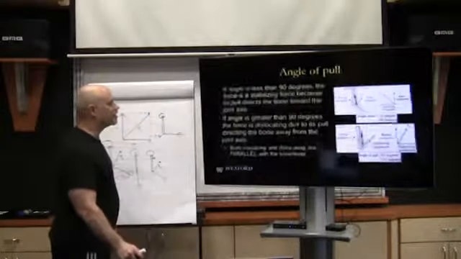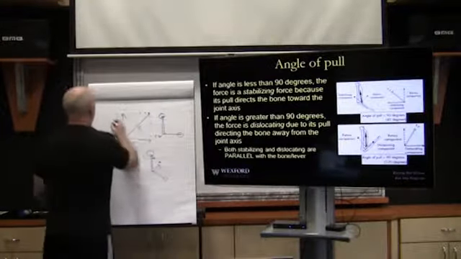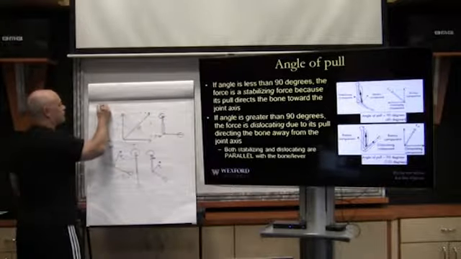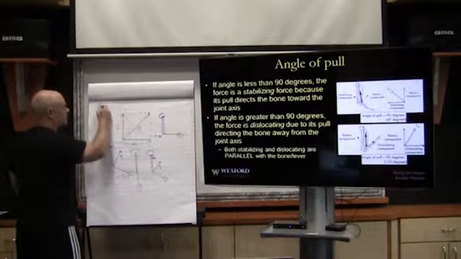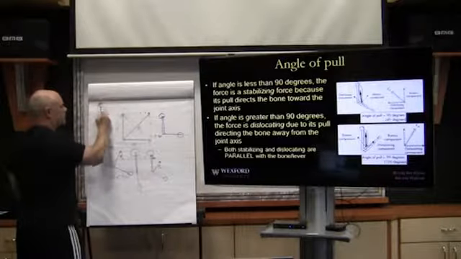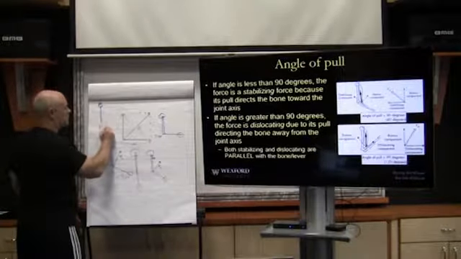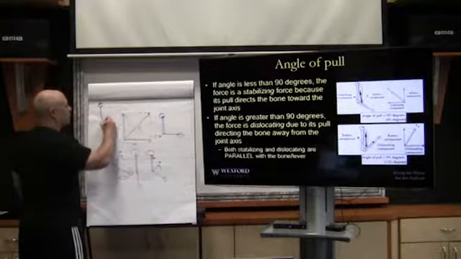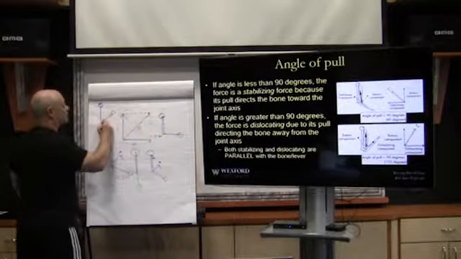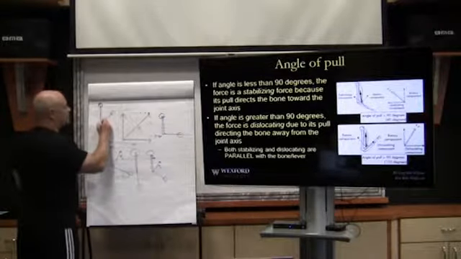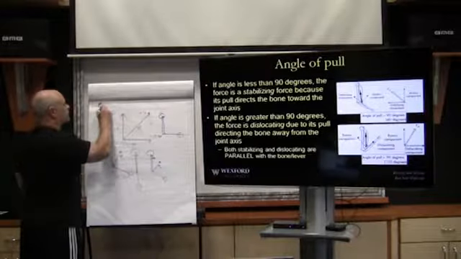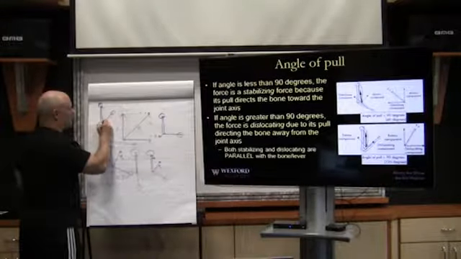Let's go back. Now, up here. Here's the joint, here's the shoulder, here's the elbow. The elbow is bent, greater than 90 degrees. Here's the pull of the muscle toward the shoulder. Insertion always pulls toward the origin.